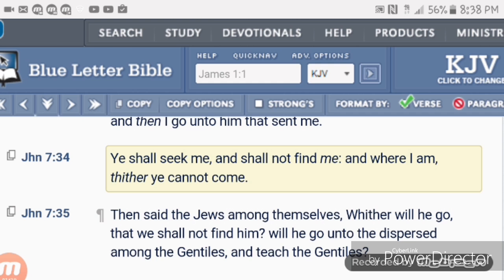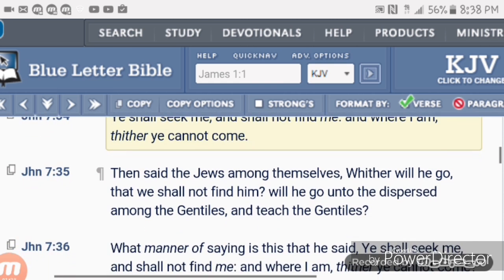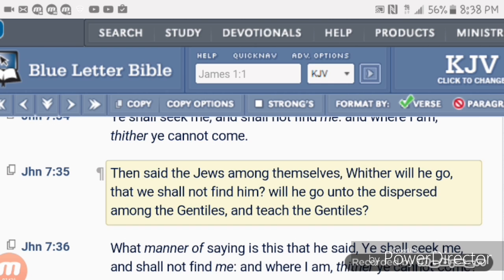Verse 34. "Where I am, thither ye cannot come." And this is the point. I'm answering your question. Like I said, you put your own foot in your mouth, so to say, all right? You don't understand what's going on here. It says, verse 35, "Then said the Jews among themselves, Whither will he go, that we shall not find him? Will he go unto the dispersed among the Gentiles?"